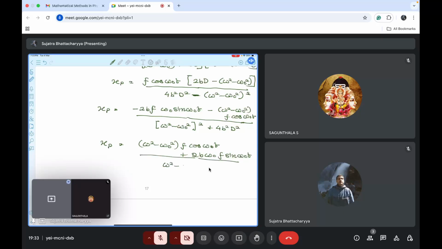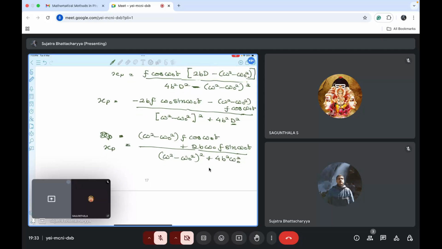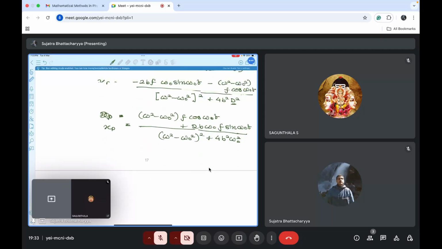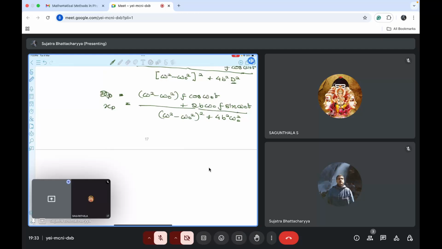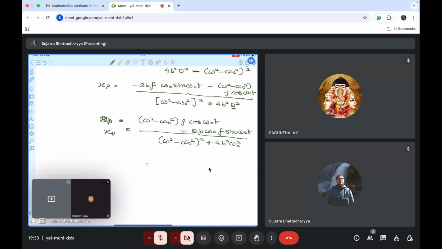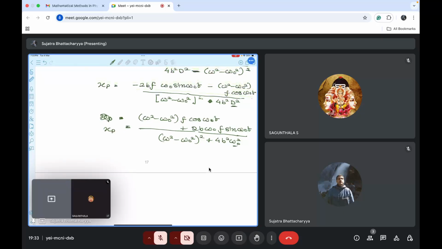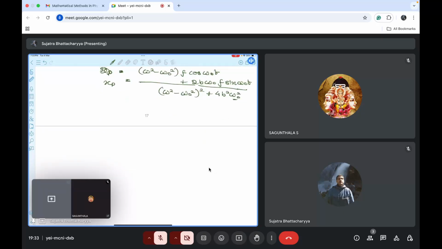And this becomes omega square minus omega naught square whole square plus 4b square omega naught square. So, right. How did this happen? Because d square we are replacing with minus omega naught square. So it will be getting like that. Okay. So this is how it will be. I'm sorry, this will be I think minus. Yeah. Then this minus d square becomes omega naught square. Right. Okay. So finally we are getting this.